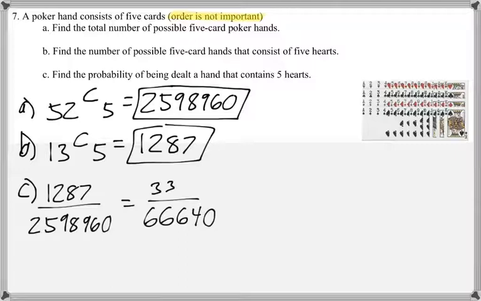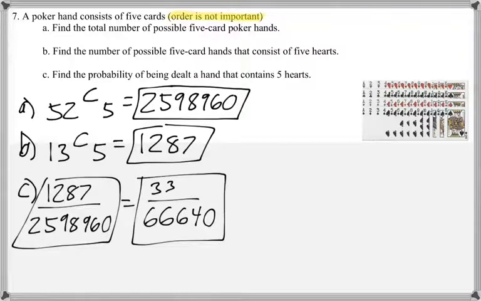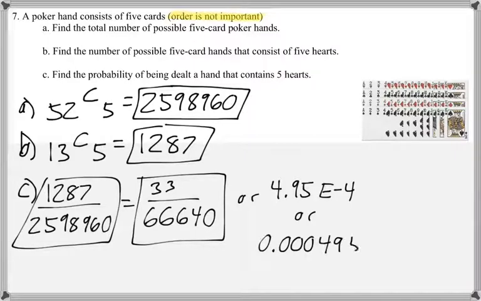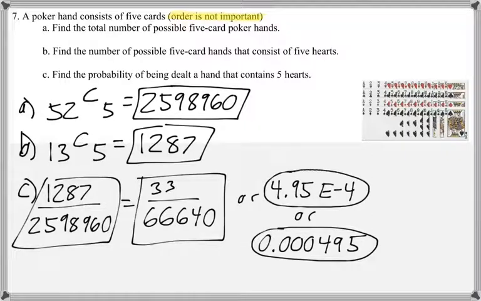66,640. Now, because this is such a big number, some calculators actually won't reduce it. So I will accept either answer, as well as the decimal version. So either the normal decimal or the decimal in scientific notation. So I will accept any of these 4 answers.